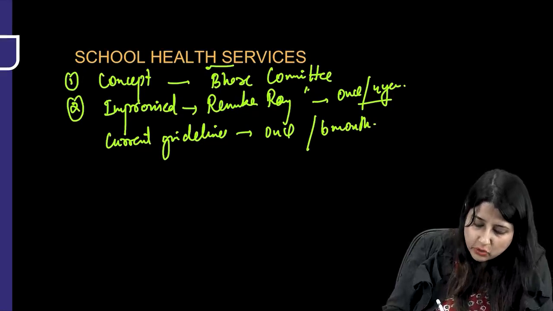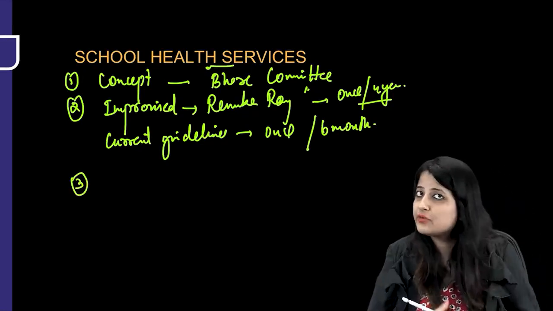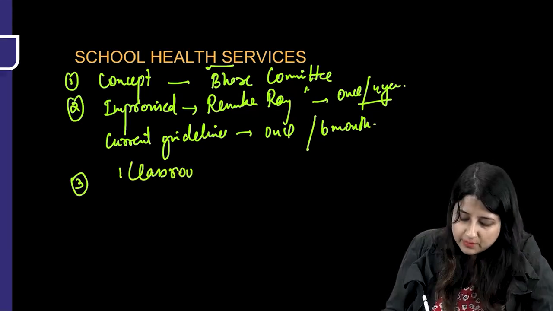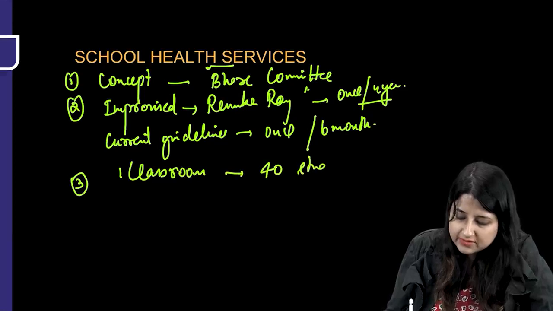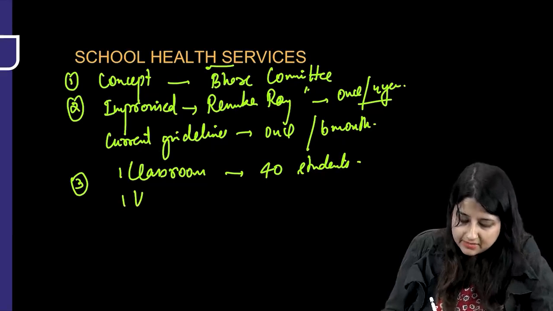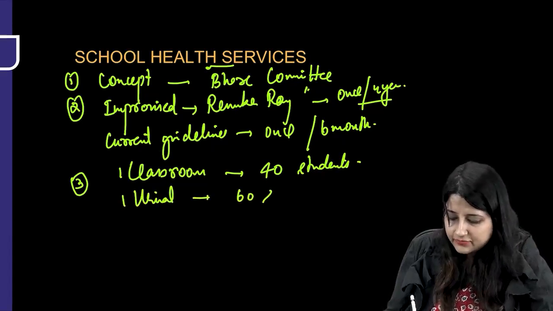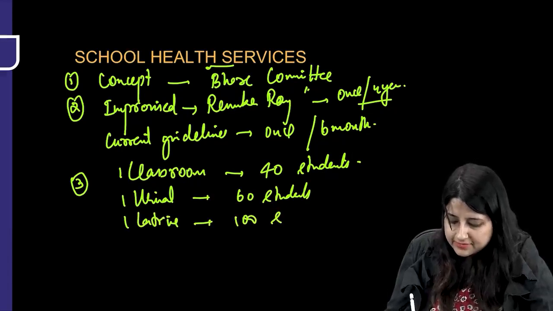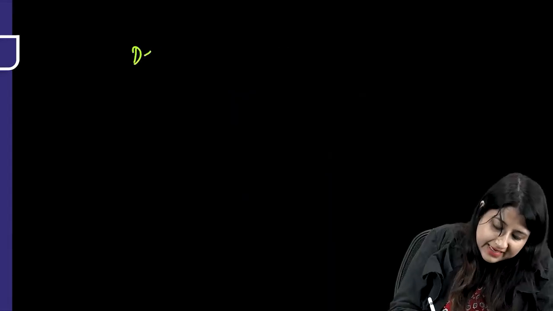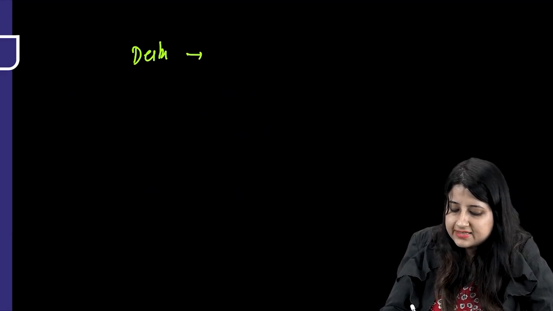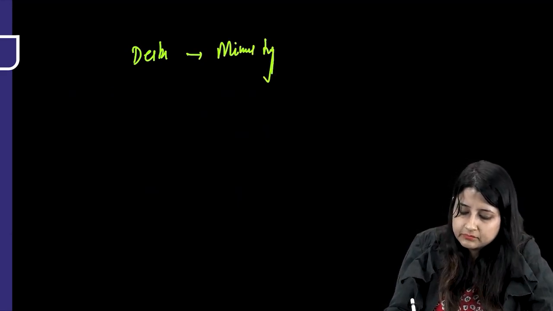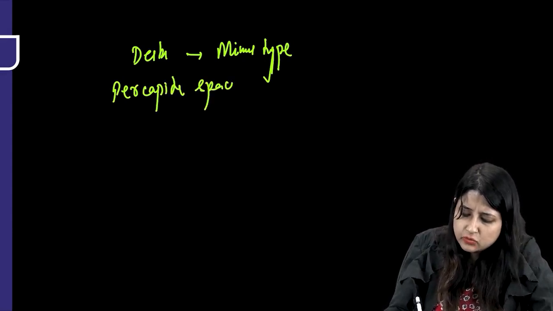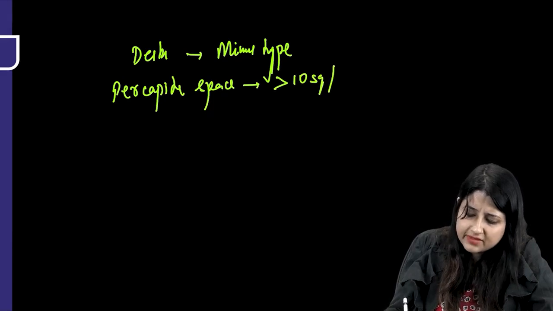You must know certain points when you talk about school health. Detailing you can see from the main lecture, but certain important things: one classroom can accommodate up to 40 students. One urinal is present for 60 students. One latrine for 100 students. Desks provided should be minus type. Per capita space available per student should be more than 10 square feet.